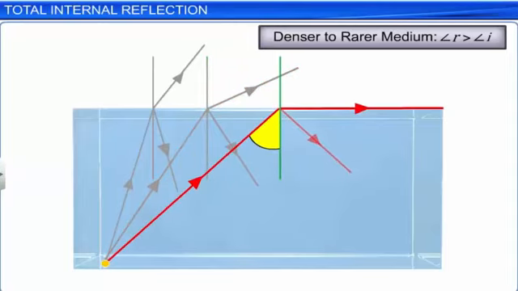If the angle of incidence of the light ray is gradually increased, then for a specific angle of incidence, when the angle of refraction in the rarer medium becomes 90 degrees, the refracted light grazes along the interface. This angle of incidence in the denser medium is called the critical angle C for the pair of media under consideration. That means if I is equal to C, then R is equal to 90 degrees.